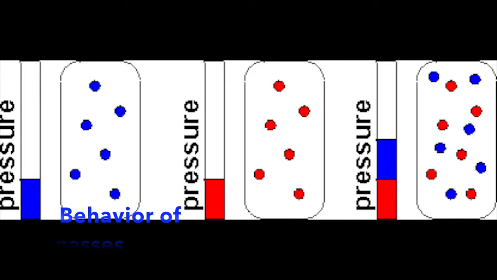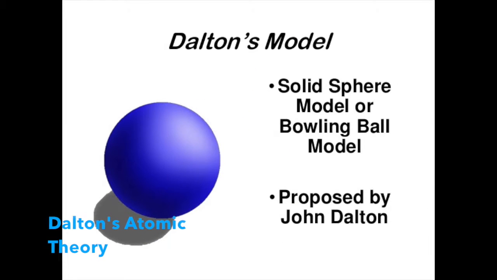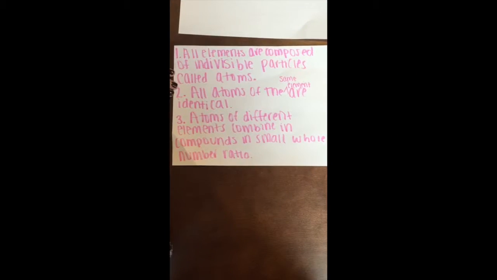United States. Atomic theory. Dalton was the first person to discover the atomic theory. His theory had 4 parts.